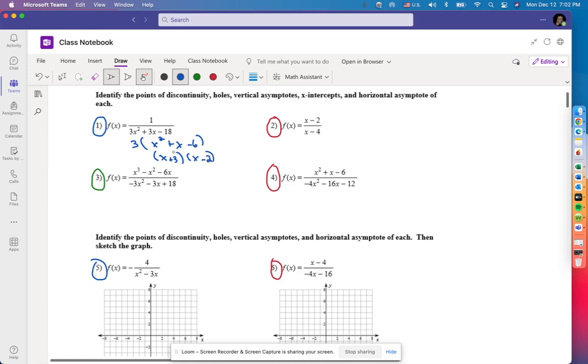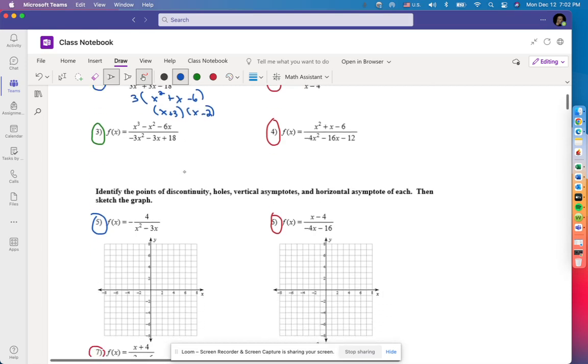So now notice this one, in my denominator, whenever you factor this, if I plug in a negative 3 or a 2, it's going to make that denominator 0. So this one will have vertical asymptotes of x equals negative 3 and x equals 2. Okay? All right. Hope this refreshes your memory.